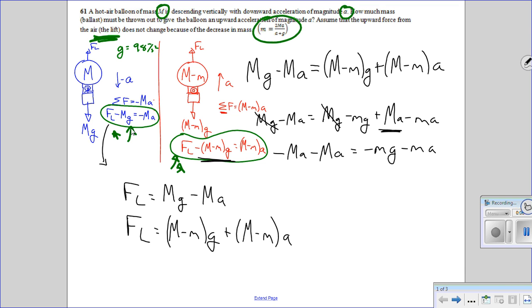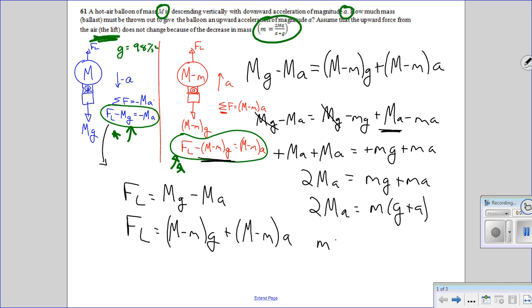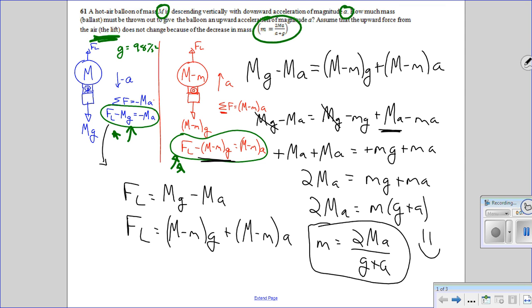All right, so there's my equation. So we can multiply through by a negative and make everything positive. That simplifies things. So here I've got Ma plus Ma. That's just 2Ma equals, over here I've got mg plus ma. Oh, I can factor out an m. So we get 2Ma equals m times (g plus a). Aha! And now divide both sides by g plus a. So you get m equals 2 capital Ma over (g plus a), which matches the answer on the sheet there. All right, so there you go. Algebra.